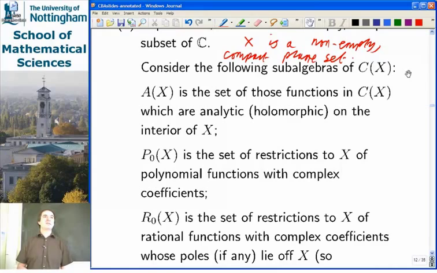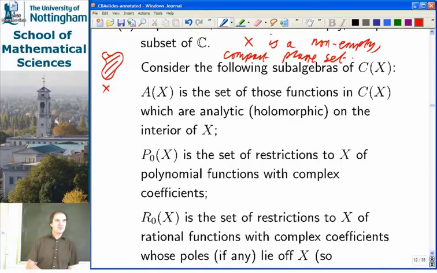We've already got C of x. Let me imagine that x looks like this. It's now a subset of the complex plane, so maybe it looks something like this. Just a nice subset of the complex plane. Compact, so it includes its boundary. It might have some holes in it or not. This one has no holes in it. It's just a solid lump. It might be connected or not. It might have several pieces. It might have some holes in the middle. I've just drawn a typical connected compact plane set with no holes in.